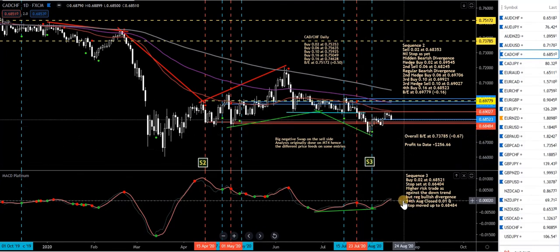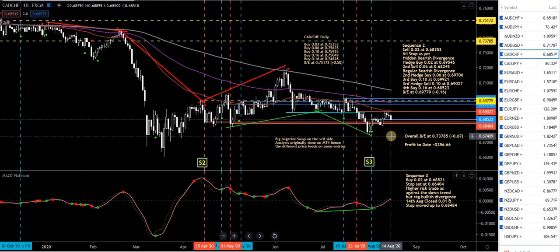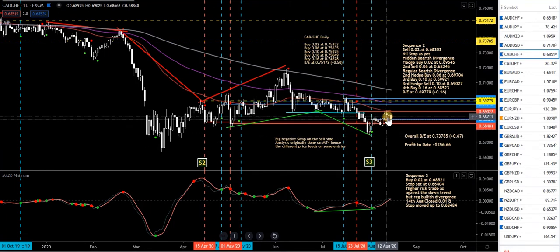Already closed half and put my stop up, and it's just below price at the moment. I think it must be pretty close. Probably get stopped out on Monday, I'd say, on this big spread, possibly. But it's on the downside, which is not too bad. Yeah, so sequence 3 took a little bit of profit.